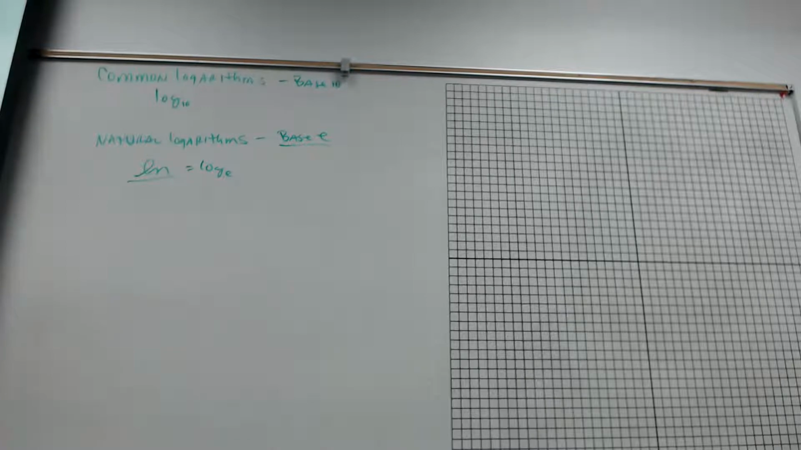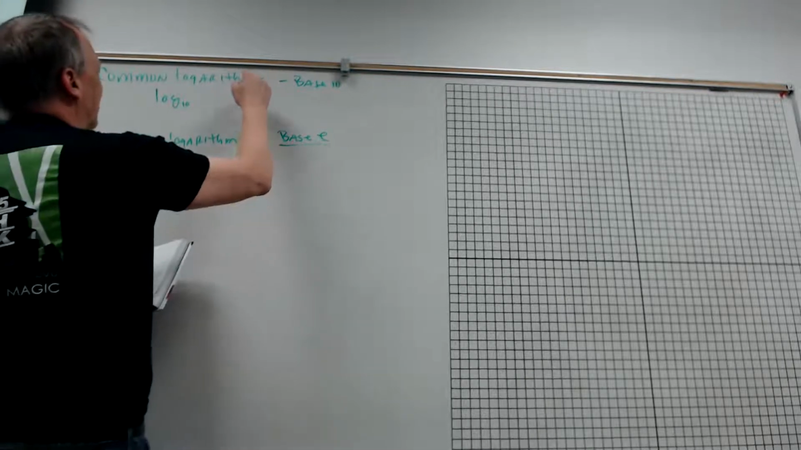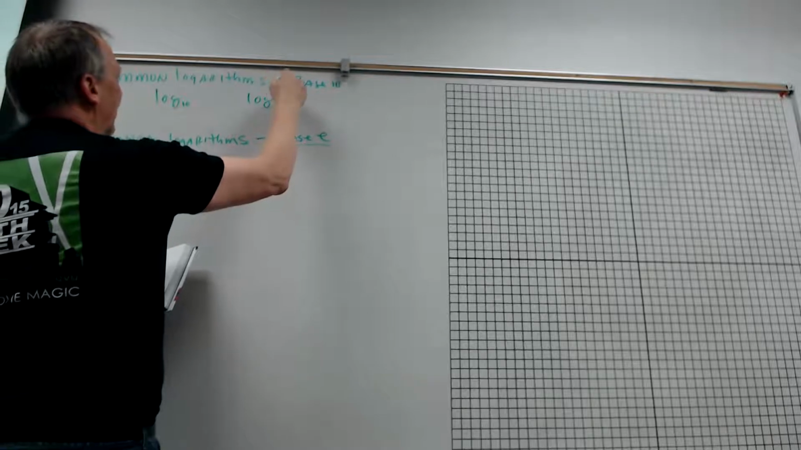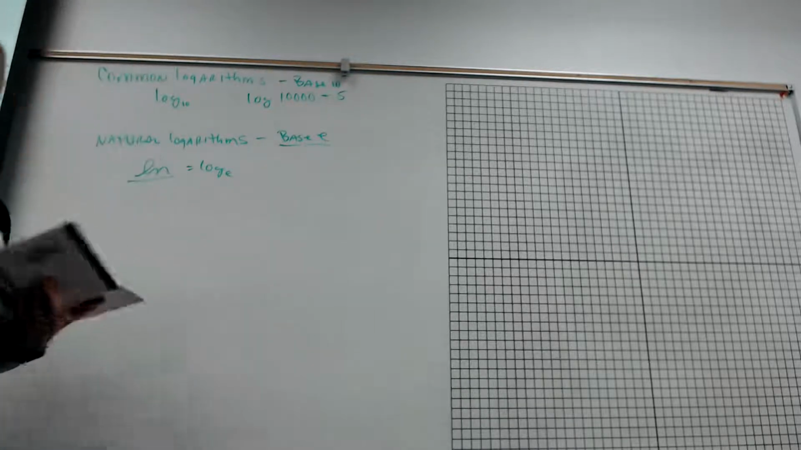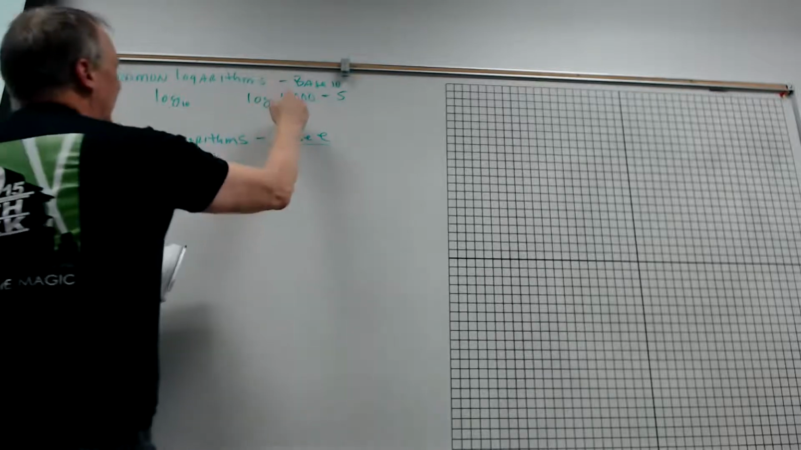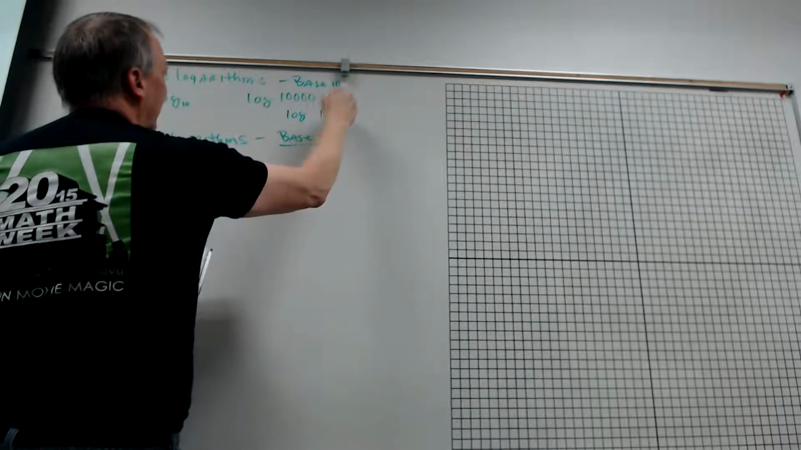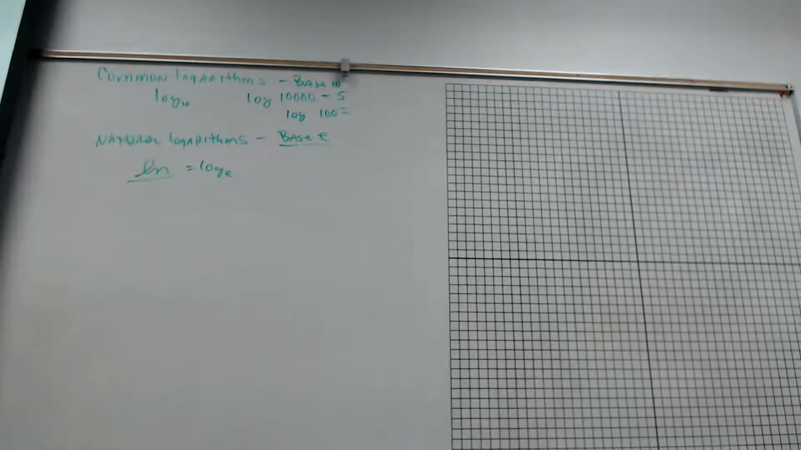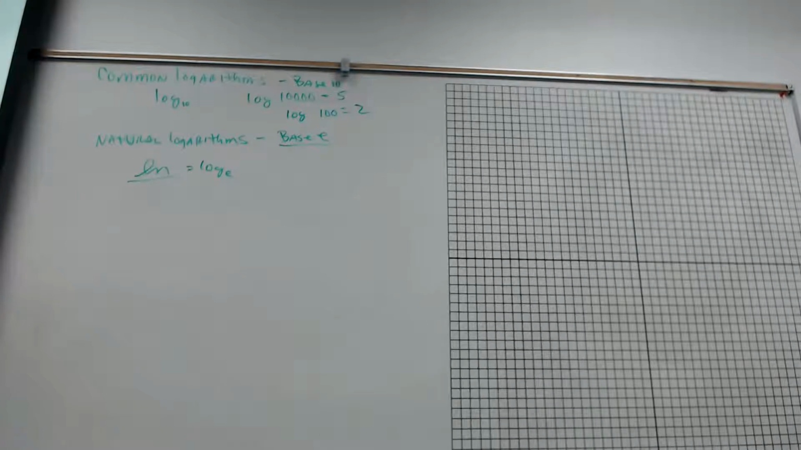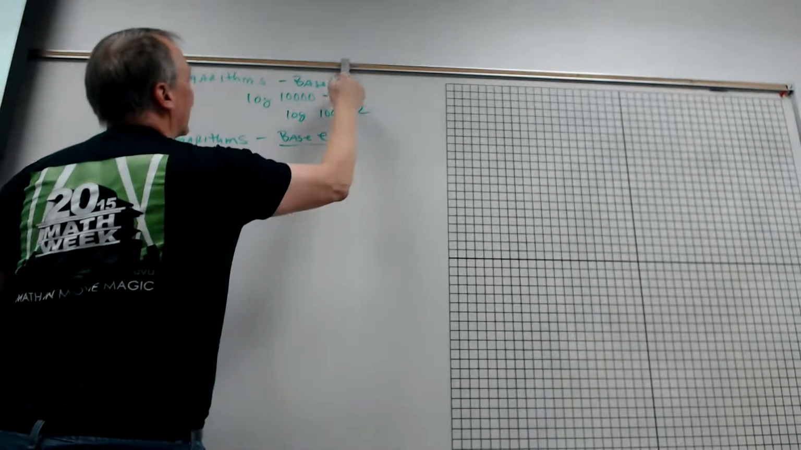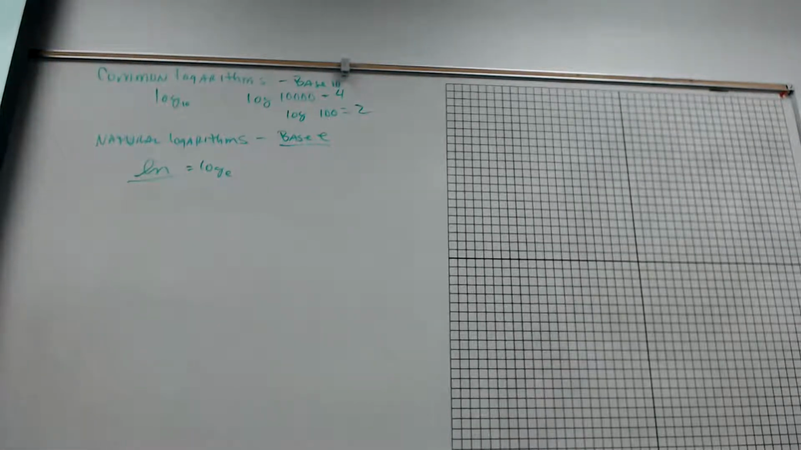So one of the nice things about base 10 logarithms is if you have a nice round number, like if I said the log of 10,000, count the zeros. That's 4. It's really nice. Log of 100. How many zeros are there, Natalie? 2 zeros. So those are nice and easy. Some of you are better counters than I am, clearly.